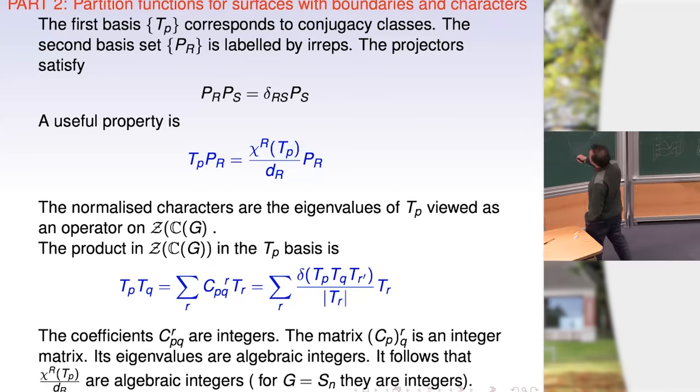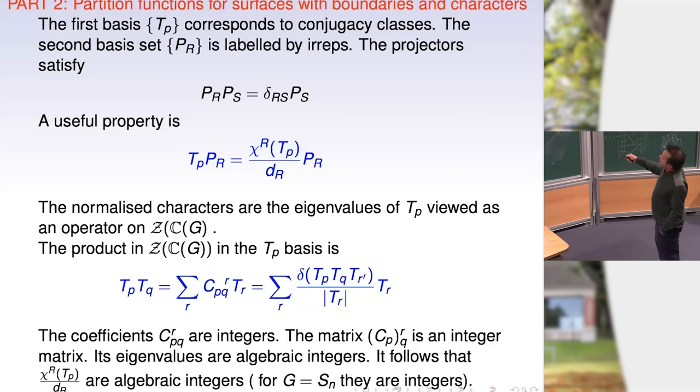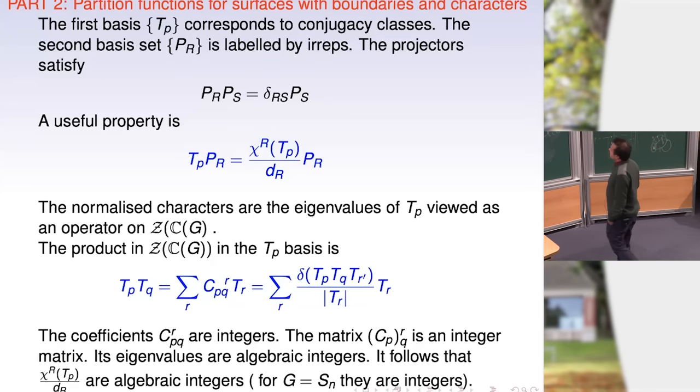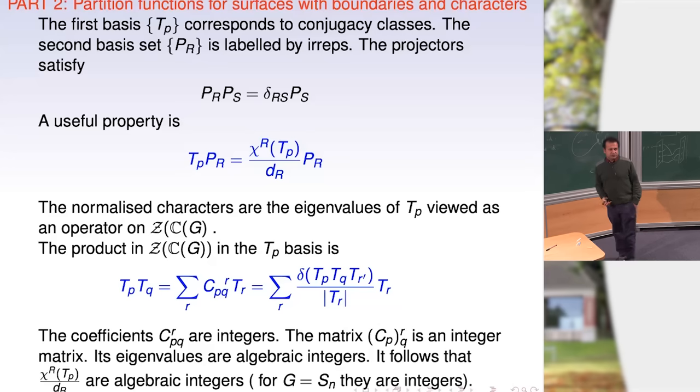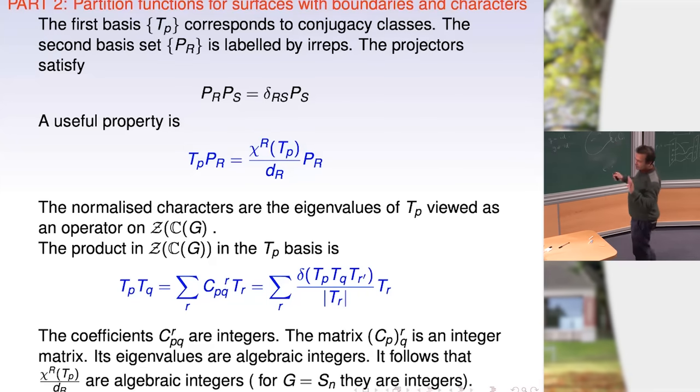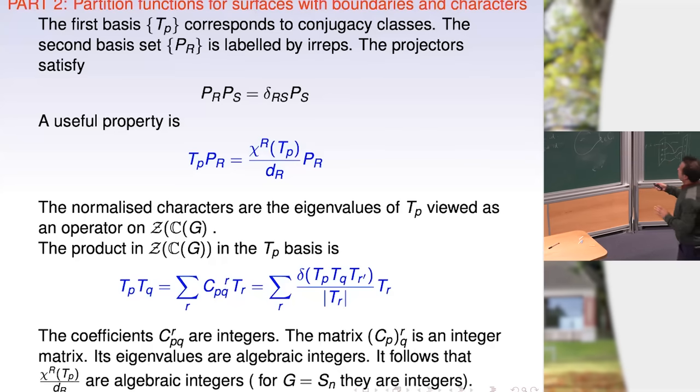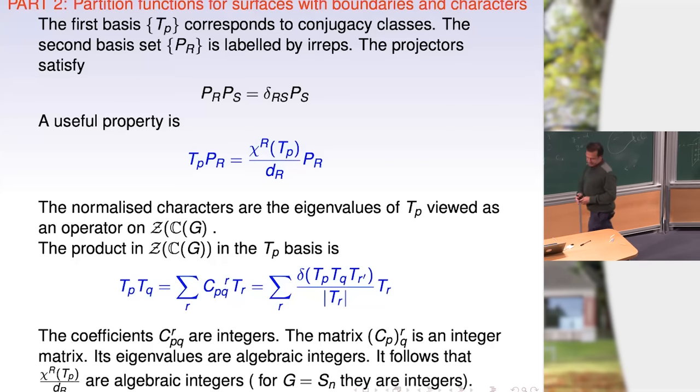And this is an integer matrix. And that has an implication that these normalized characters are actually algebraic integers. So they satisfy a nice eigenvalue equation, which has lambda to the n plus lower powers, all with integer coefficients. So it's an algebraic integer. So that will play a role. So these are algebraic integers.